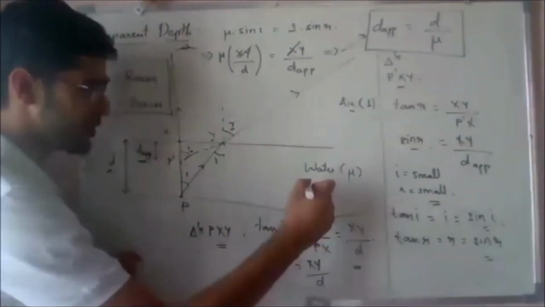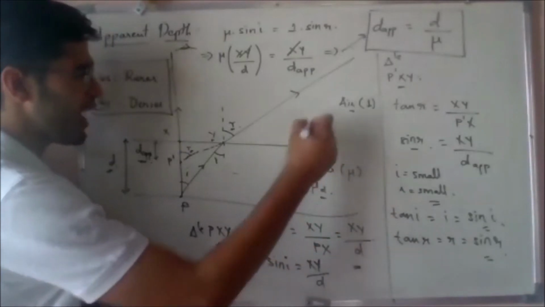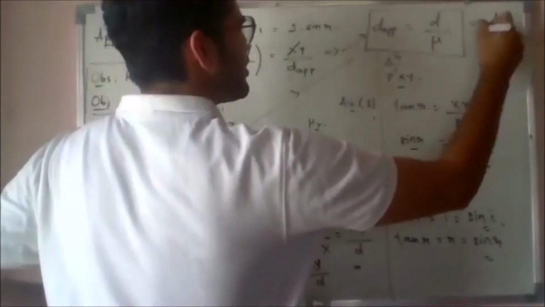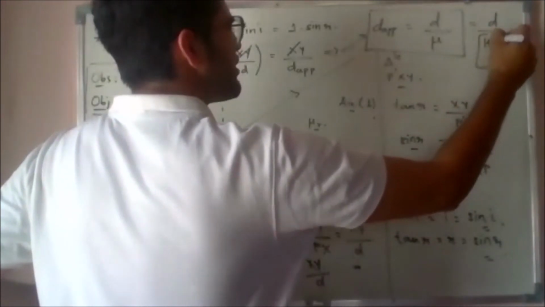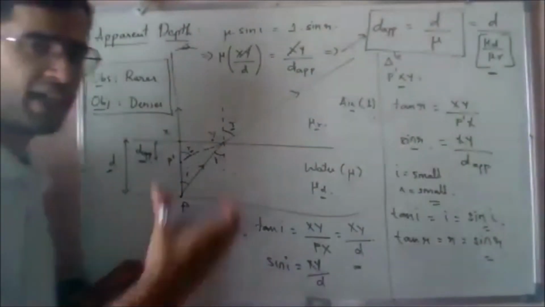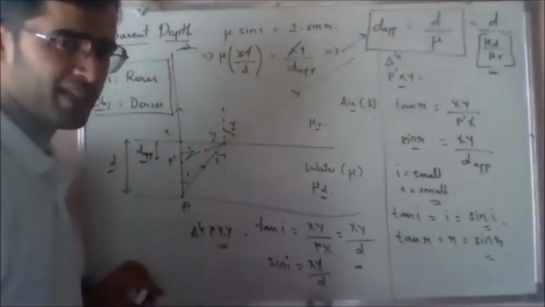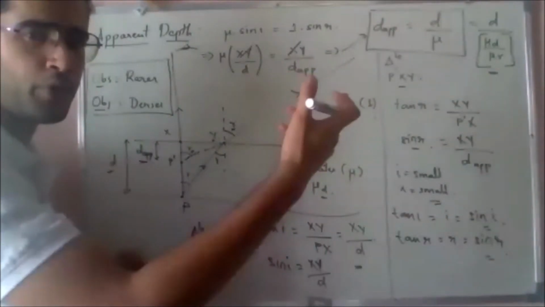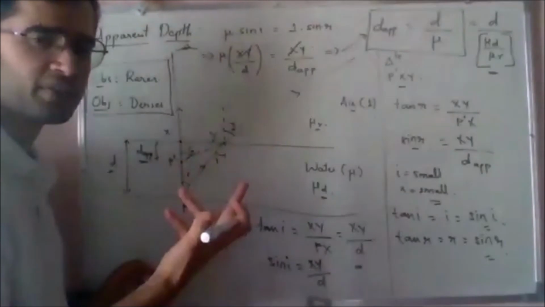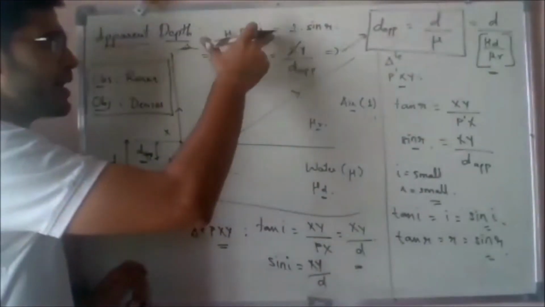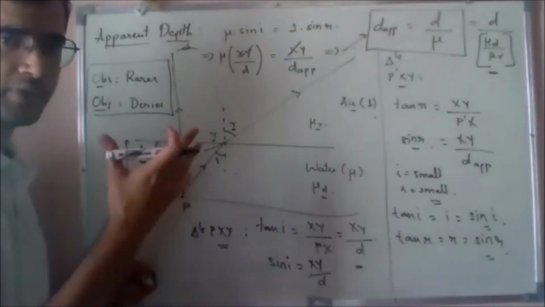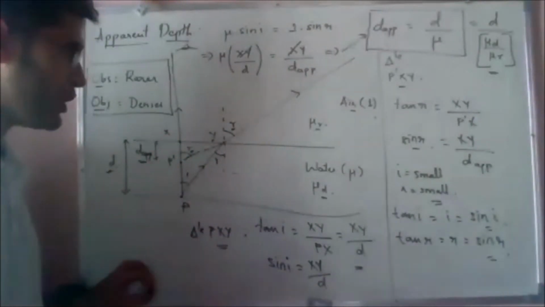If suppose this is mu denser and mu rarer, your apparent depth formula becomes d divided by mu denser divided by mu rarer. If you want to write it for any two mediums, not just air and water, then the formula becomes d divided by mu r. And you understand how? The only thing which will change over here is how we write your Snell's law equation. We'll write mu d into sin i is equal to mu r into sin r, right? And from that we'll get the formula in that manner. So hopefully this case is clear.